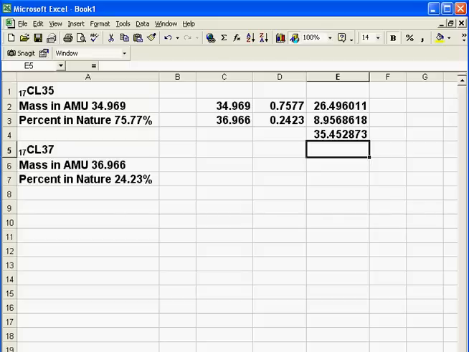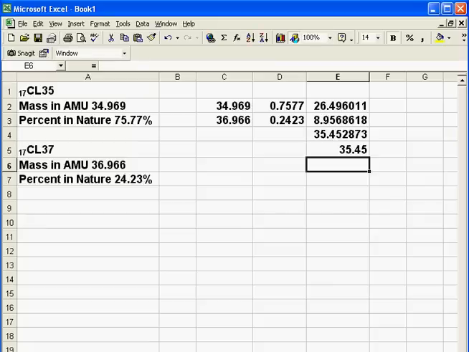Now you notice it has like 7 decimal places after the decimal point. Realize that our least accurate figures were these percentages. These percentages only really have 4 significant figures. So we're going to take this number, 35.452873, and reduce it to the number of significant figures, which is 4, so it's 35.45, and that's your answer.